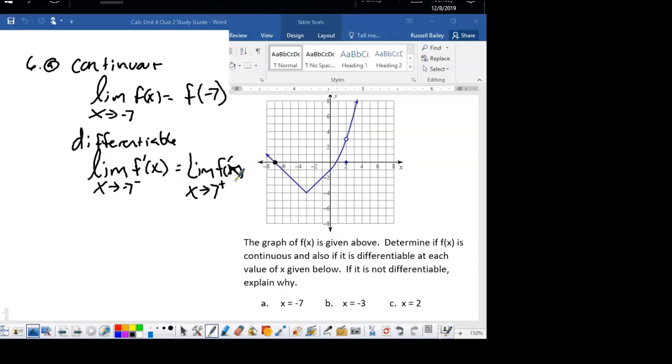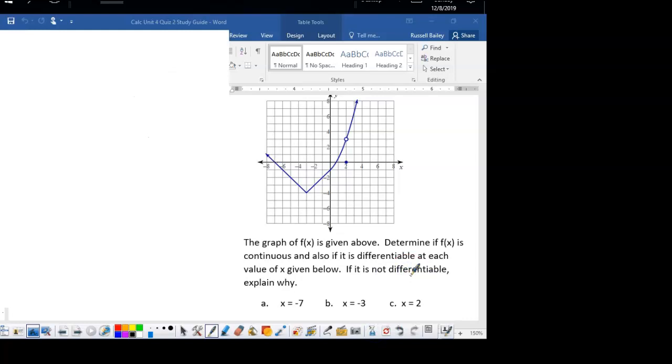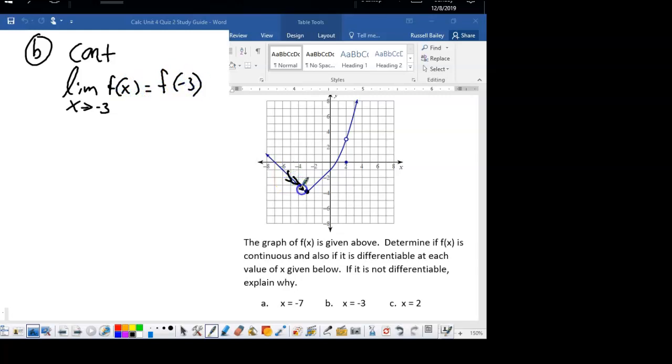All right, next one. Let's take a look at part B, x equals -3. X equals -3 right here. Now, there are no holes, gaps, or jumps, so it's continuous. So we would say once again here, continuous, because the limit as x approaches -3 of the function is equal to f of -3. The limit is the same on the left and right, so the limit exists, and the function equals the same thing, so that's continuous.